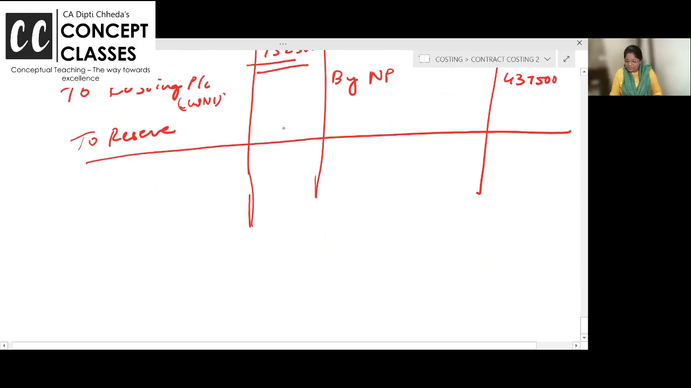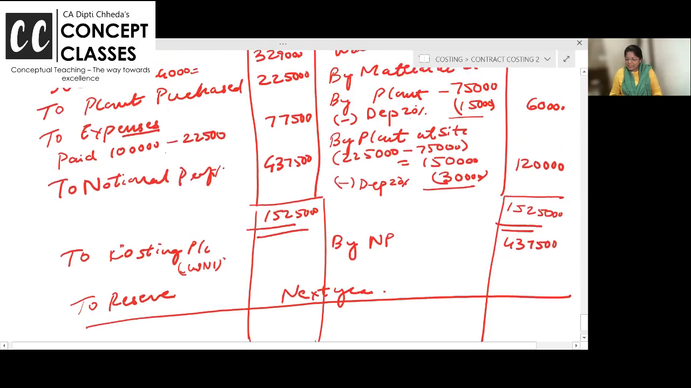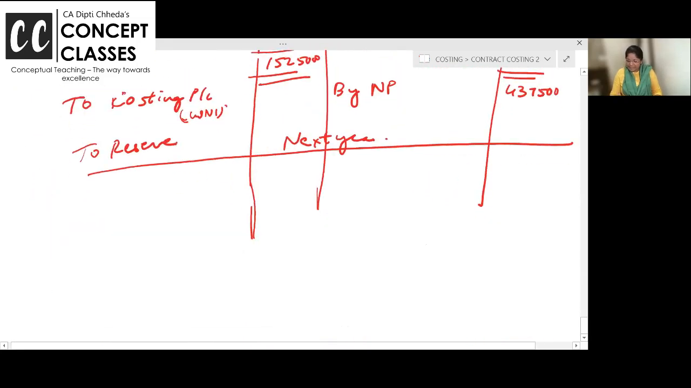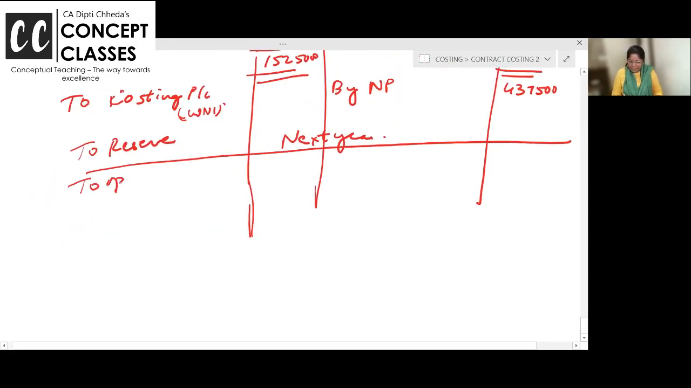And then next year, what will you bring on the debit side? 13-14 is over. In the next year, what will you bring on the debit side? Work certified. कितना है आपका work certified? 1275. Work uncertified.